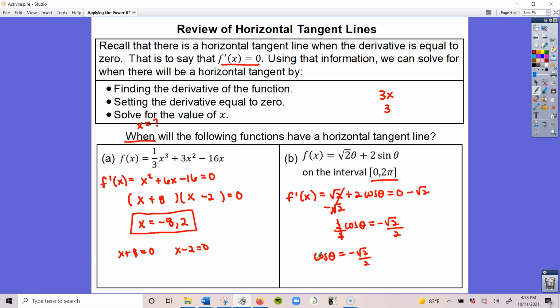Now in order to separate cosine and theta, because I want to get theta by itself, we have to apply the inverse of cosine to both sides. So I'm going to apply the inverse cosine, so this will cancel here. And I have to do the same thing on this side. So theta is going to equal the inverse cosine of negative square root of 2 over 2. What this means is that I'm looking for the angle that would give me a cosine of negative square root of 2 over 2.